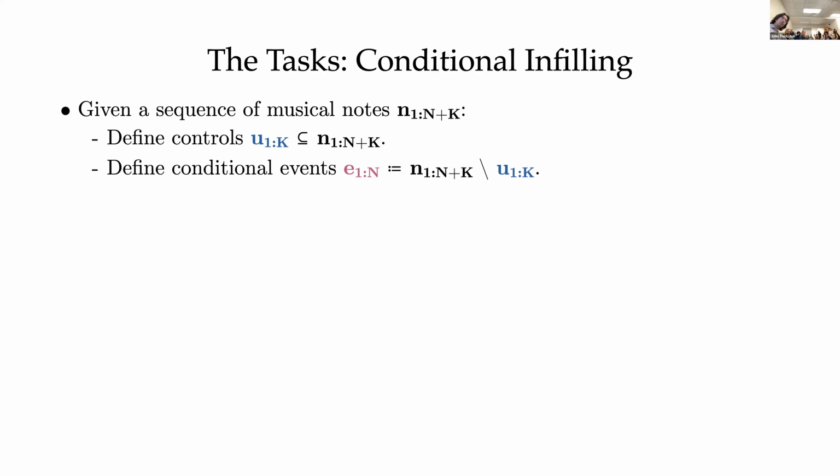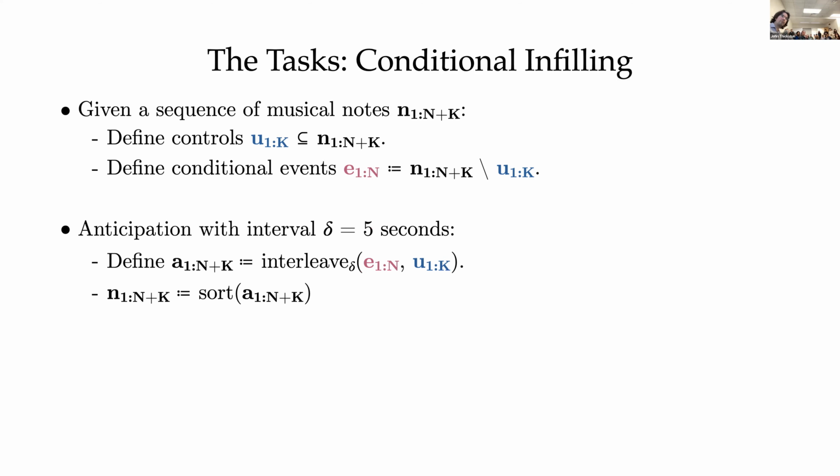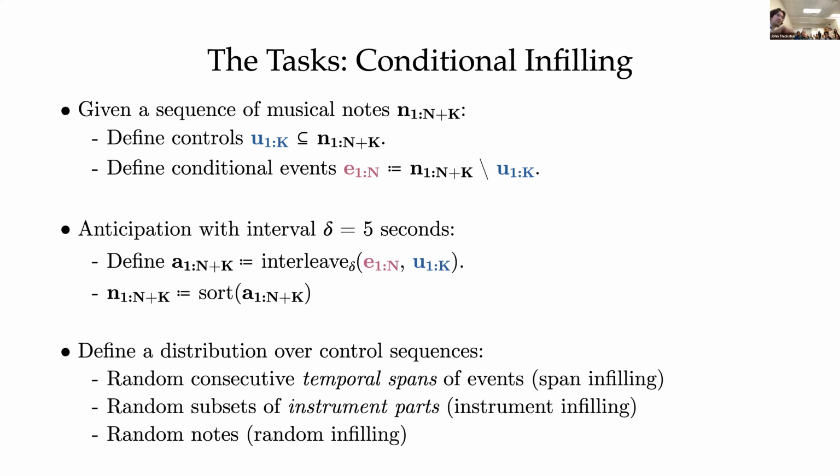So then what are these tasks that I'm setting up? I'm going to want to train these models with anticipation to solve tasks. And the tasks that I'm going to solve are conditional infilling tasks. In particular, I'm going to take sequences of musical notes in my training data and partition them into 2 parts. One part will be the controls that I'm conditioning on, and one part is the events that I want the model to be able to generate. And I'll set my anticipation interval for how far ahead in the control sequence I'm going to look for conditional generation.